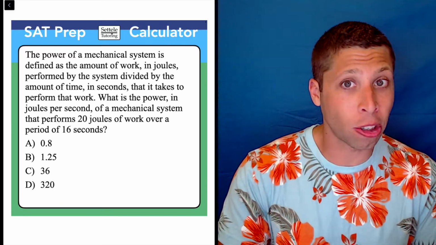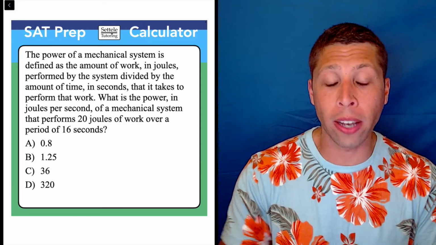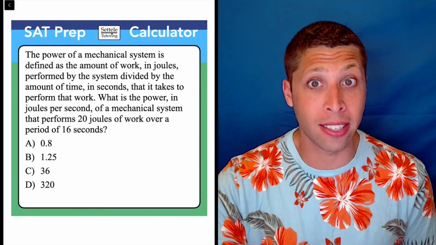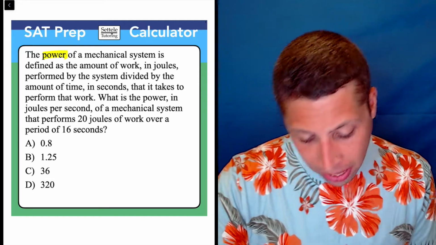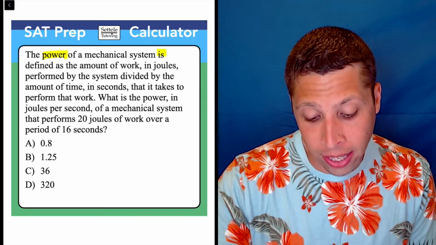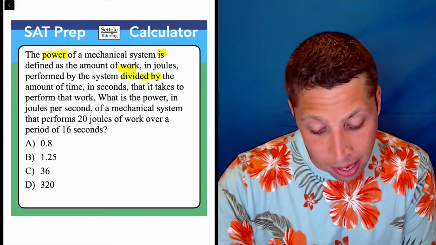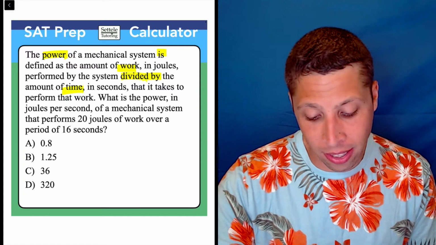The math itself is actually really easy. They're telling you exactly what they want. Just ignore all the details and focus on the words that matter. So this is what I see when I read the question. The power of a mechanical system is defined as the amount of work in joules performed by the system divided by the amount of time in seconds that it takes to perform the work.